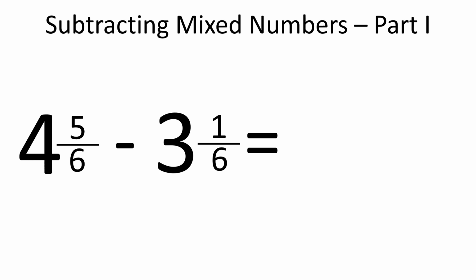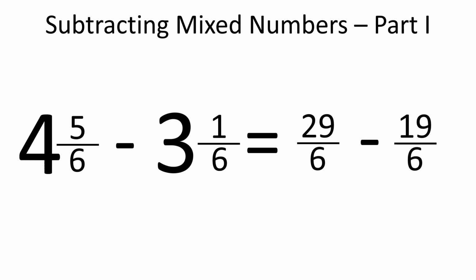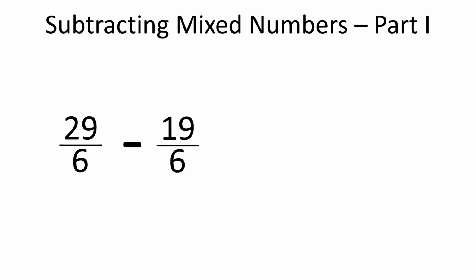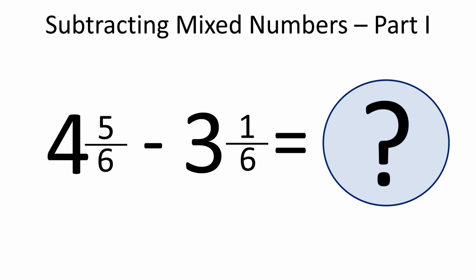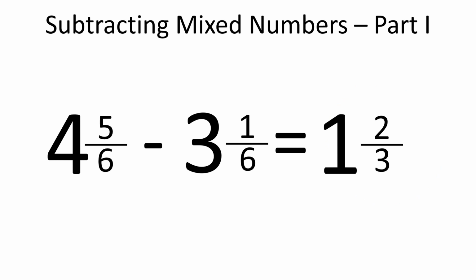So 4 and 5/6 minus 3 and 1/6 can be represented as 29/6 minus 19/6. And now we can subtract the numerators only. So 29 minus 19 is 10, so we have 10/6. 10/6 equals 5/3, or 1 and 2/3. So 4 and 5/6 minus 3 and 1/6 equals 1 and 2/3.